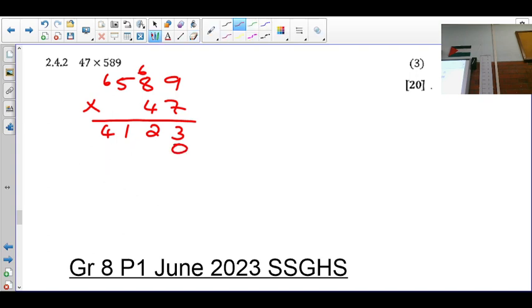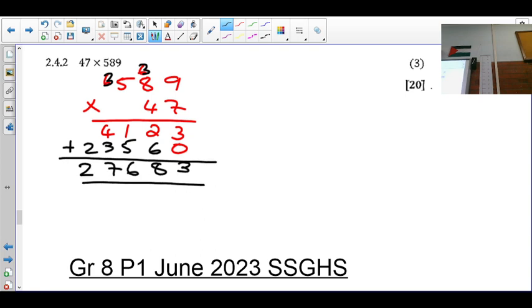So 4 times 9 is 36. 4 times 8 is 32, 35. That's 23. Then I add. So it gives me 3, 8, 6, 7, 27,683. Is that correct?